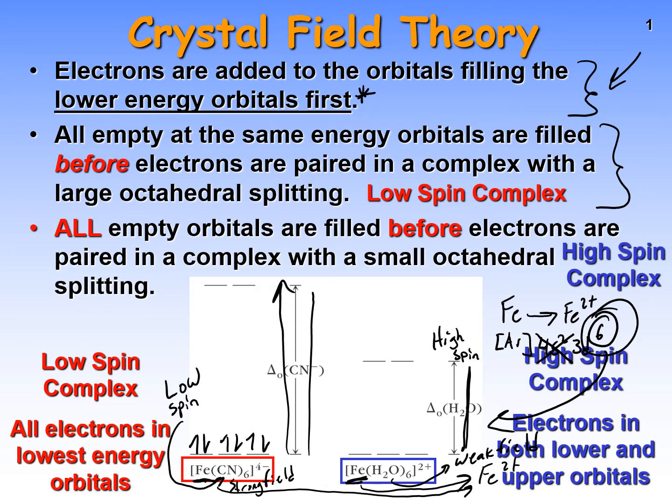Now, Fe with the 6 waters, or in other words, hexaaqua iron(II), this compound here is different because as a weak field ligand, our d orbitals are not split as much. So in this scenario, when we're filling, we do the same thing. We obey the Pauli exclusion principle. But here's where we disobey the Aufbau principle.